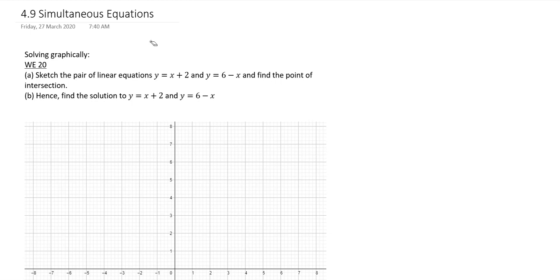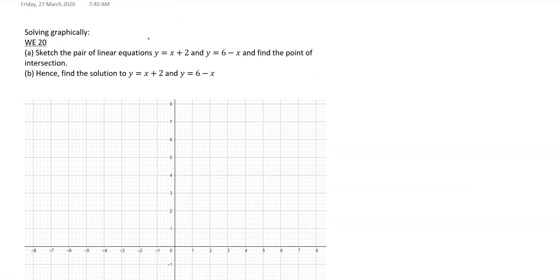Anyway, for starting off, what we're going to do is what's called solving graphically. If we sketch both of these lines individually, y equals x plus 2 and y equals 6 minus x, where they intersect, somewhere on this graph, the x value of that intersection point is going to be an x value that would hold true for both of those equations, and it would equal the same y. So let's just see how that goes.